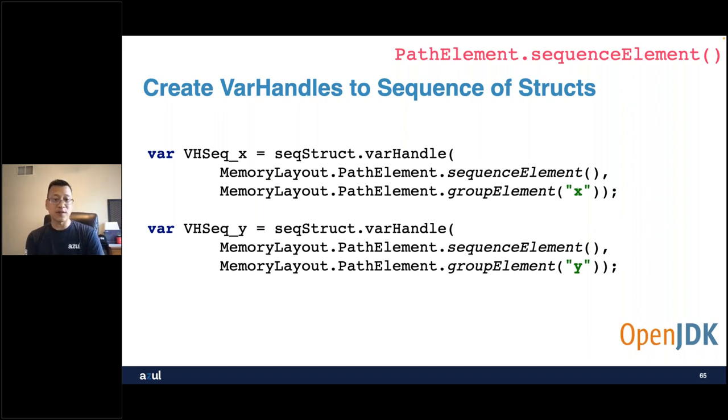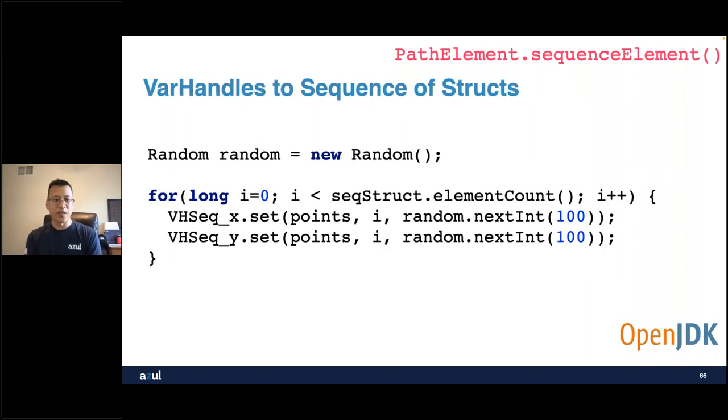This is just the way to get the value, not actually getting the value. You have to pass in the memory segment again. So here's how you set the value. Here I created a loop where I create random values from 0 to 100.